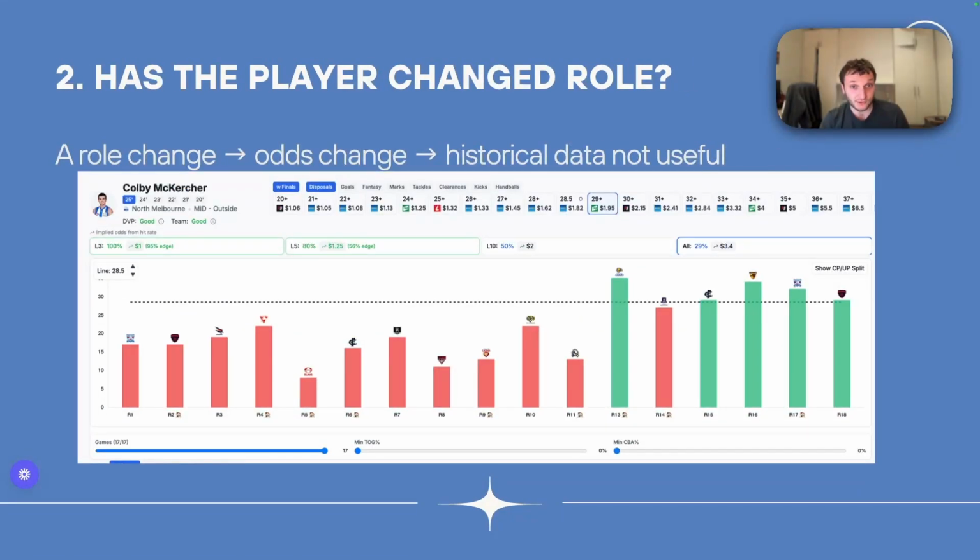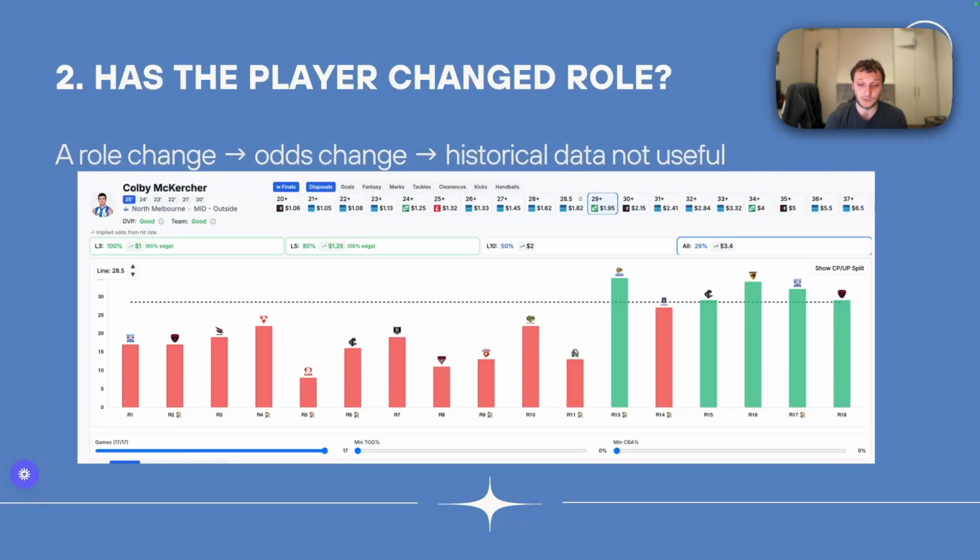The second foundational question is, has the player had the same role? This is actually a really important thing to know, because the player's role is going to have a large impact on their ability to generate stats. The player's role may change, whether it's an opponent or a lineup change, someone coming into the team, or someone going out of the team, or maybe it's just a coach's decision changing a player week to week.